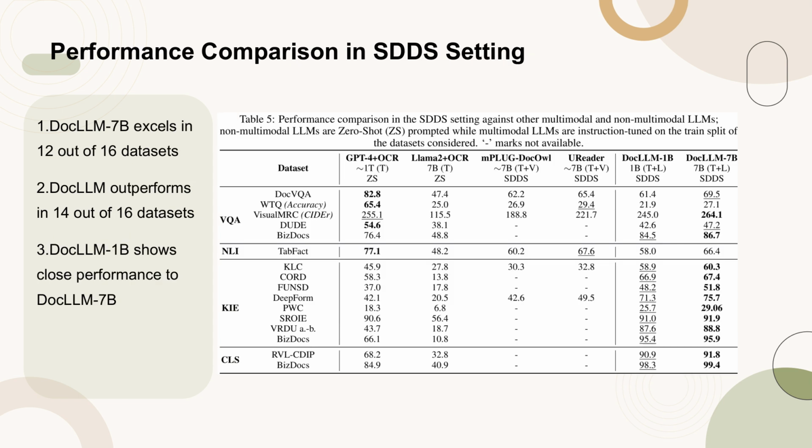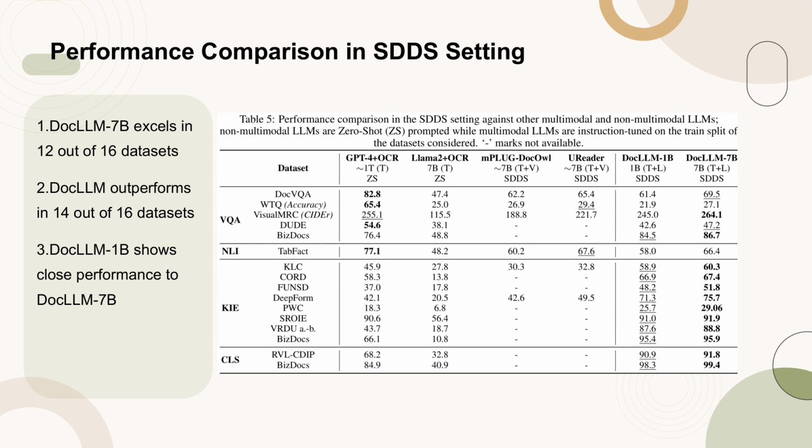Table 5 presents a performance comparison in the SDDS setting against various multimodal and non-multimodal LLMs. Non-multimodal LLMs are evaluated using zero-shot, ZS, prompts, while multimodal LLMs are instruction-tuned on the trained split of the datasets. The table highlights that DocLLM 7B excels in 12 out of 16 datasets, outperforming equivalent models in 14 out of 16 datasets.